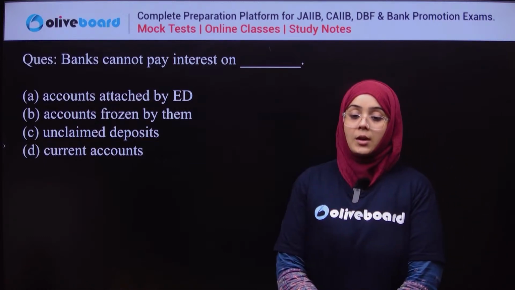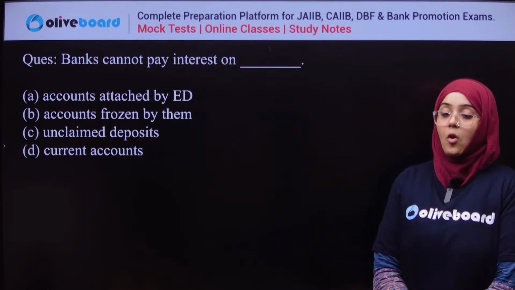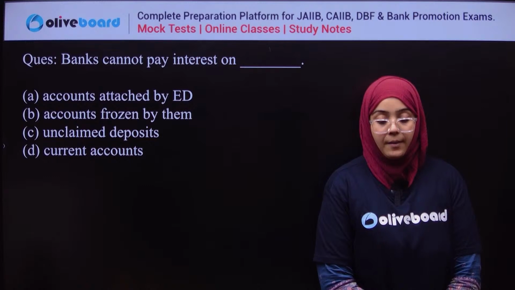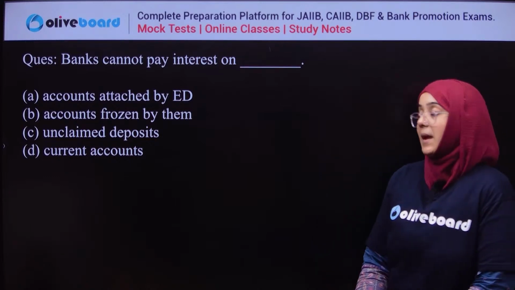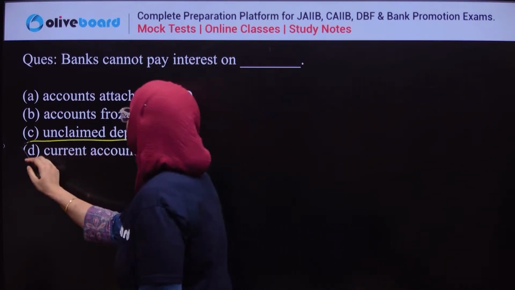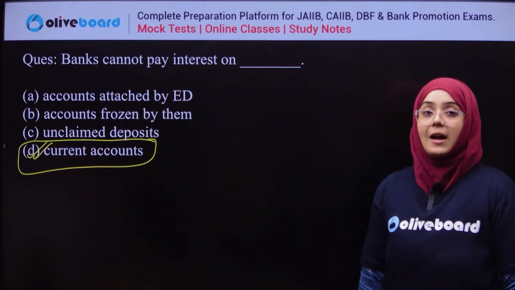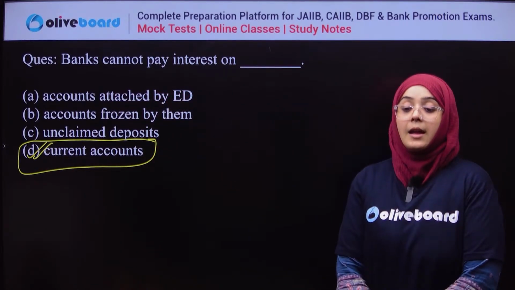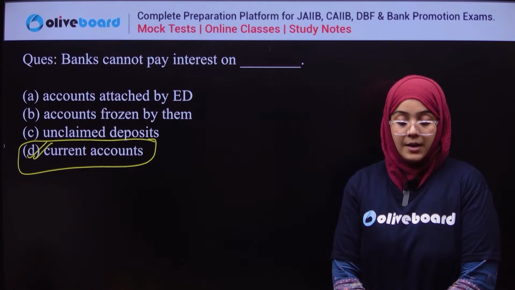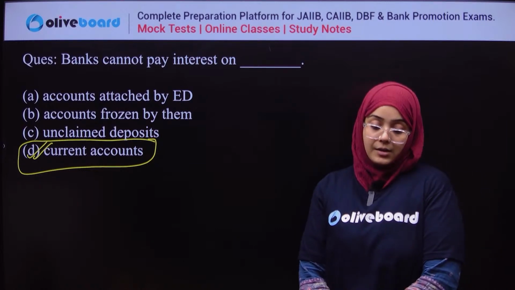There are four options. Bank cannot pay interest on in which of the following? So bank cannot pay interest on the current account. So D is the correct answer. In the current account, bank are not paying the interest. Clear? Done? Yes, D is the correct answer.